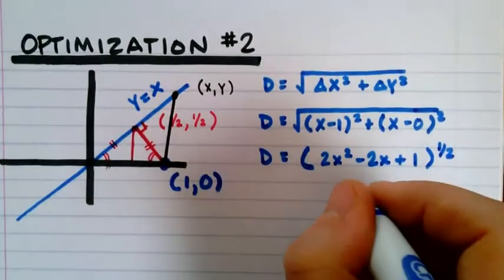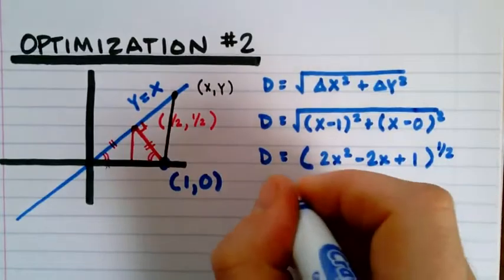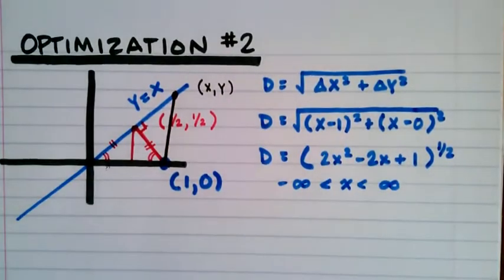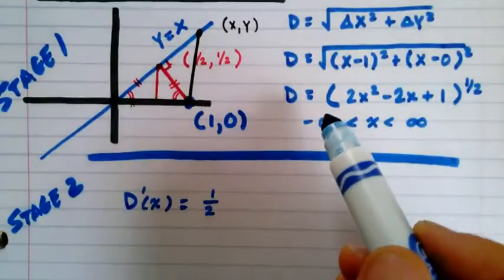Once again, x can be anything in this problem, negative infinity to infinity. So that was the end of stage 1. In stage 2, first thing we need to do is take the derivative.